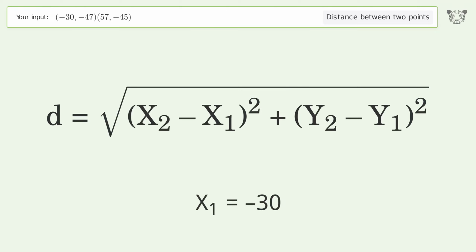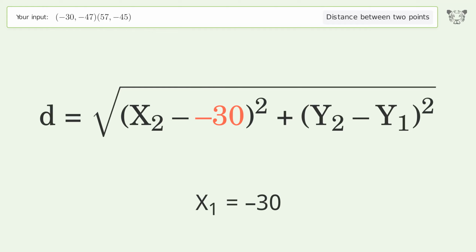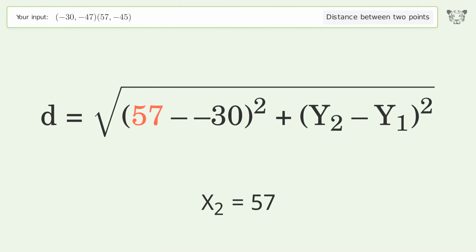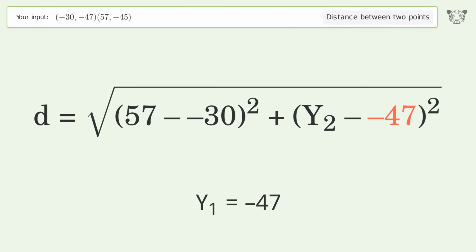x1 equals -30. x2 equals 57. y1 equals -47. y2 equals -45.